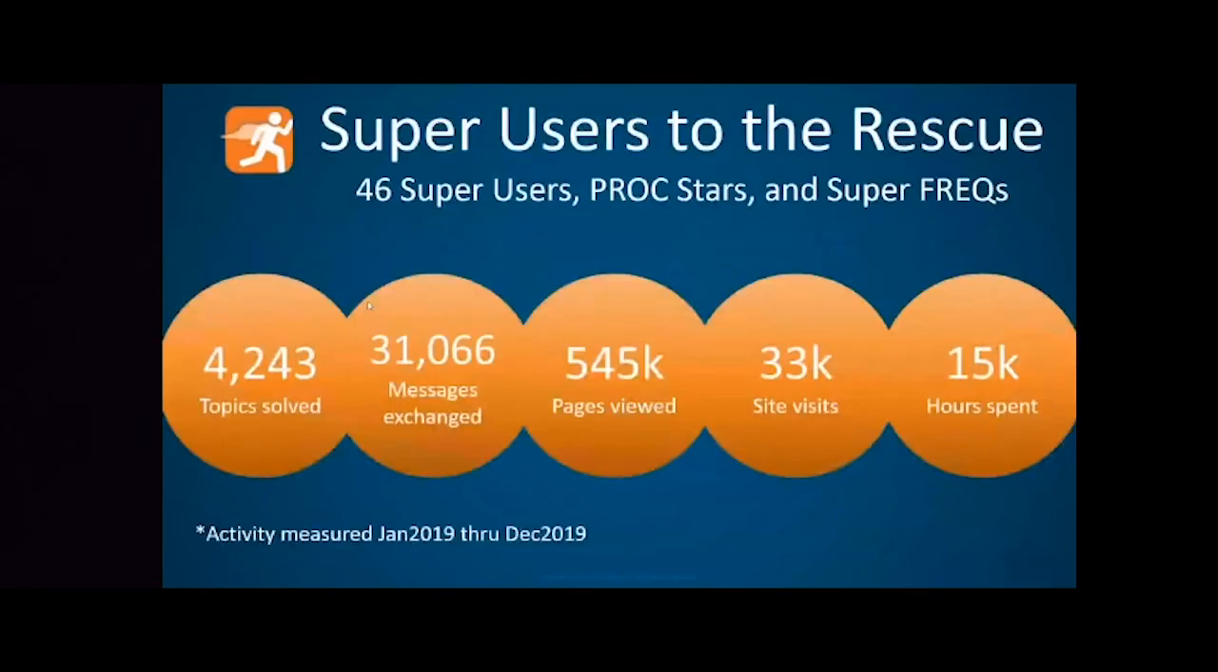Some data points. We've talked about super users all throughout this program and the exclusivity of them. What have they done for us? So this is activity from 2019. 46 people solved over 4,000 of our topics. That's a quarter of our topics in 2019. They exchanged a third of the messages. A third of the total messages on our community were exchanged by these 46 people. We couldn't do what we do without them. It's huge.